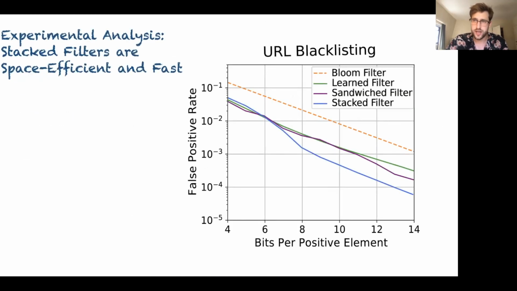Now we're going to look at experimental analysis using URL blacklisting. You can see other applications besides URL blacklisting in the main body of the paper. Here on the right, the y-axis is the false positive rate, and the x-axis is the bits per positive element. You can see that there's a trade-off: as we increase the number of bits per positive element, the false positive rate decreases. The goal for all filters is to move to the bottom left on this graph. That is, you want to use as little space as possible and have the lowest false positive rate possible.